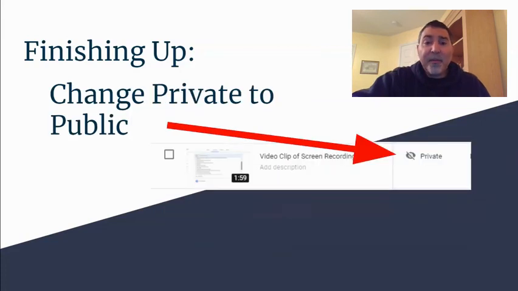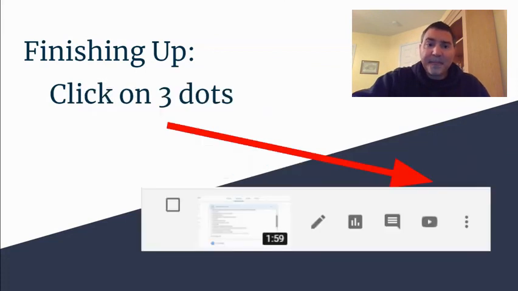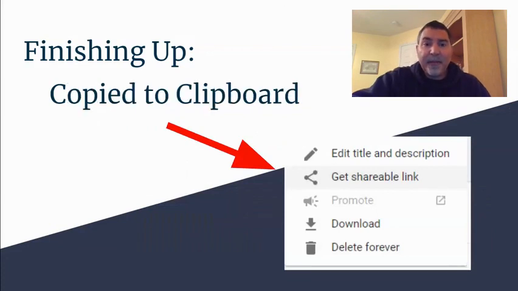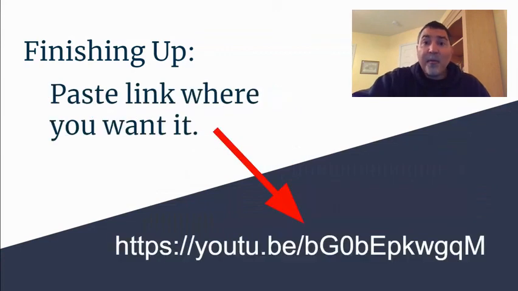So in this step, you have to make your video from private to public. And then you take your mouse and you go over the video, and you'll see the 3 dots show up. And when the 3 dots show up, you'll see the Get Shareable link. And when you click on that, that'll give you the YouTube link to your video. It's copied to the clipboard, and then you paste it where you want to. And there's the video there.